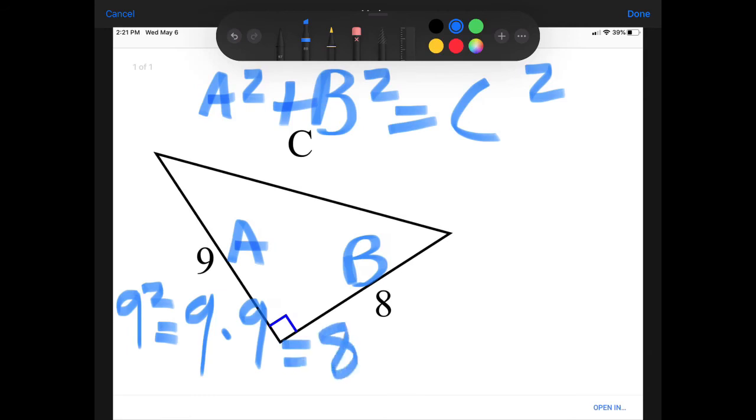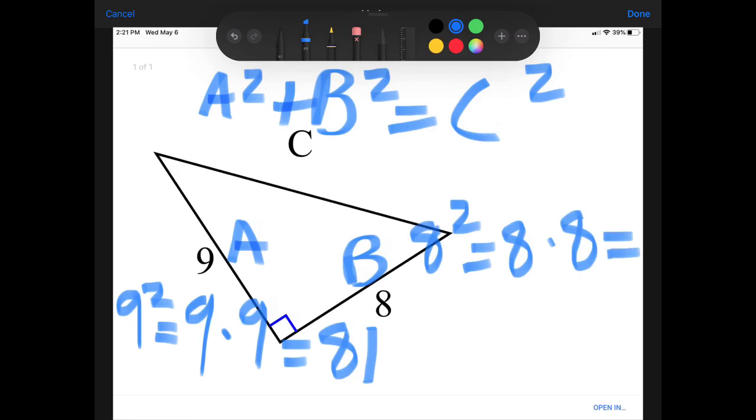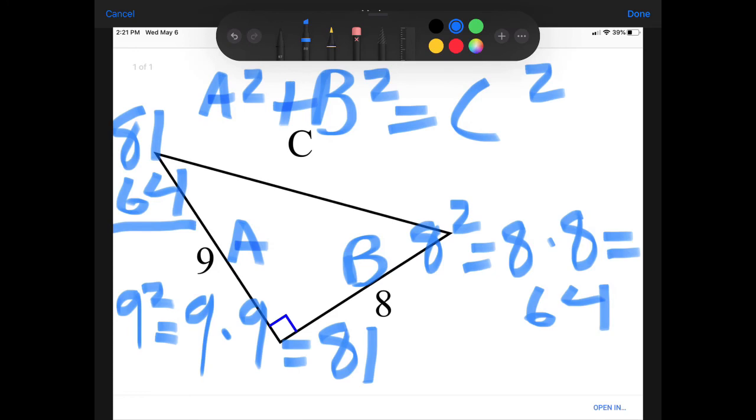A is equal to 9, so 9 squared, or 9 times 9, equals 81. B squared equals 8 times 8, or 64. Next, I'm going to add together 81 and 64. When I add them together, I get 145.